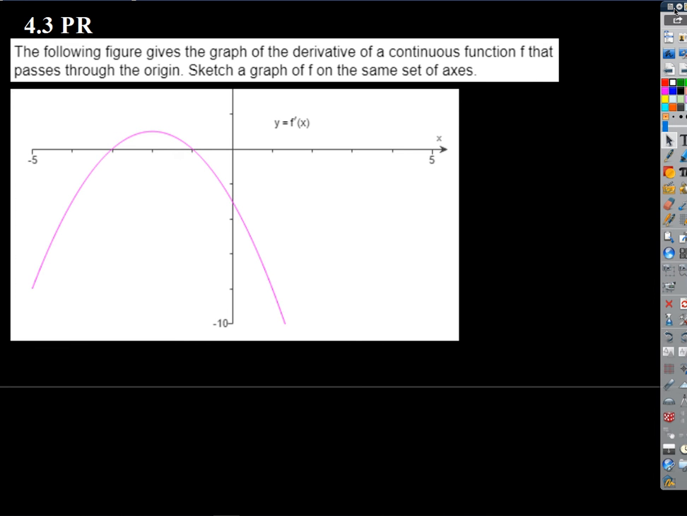Okay. All right, what about one like this? The following figure gives the graph of the derivative of a continuous function f that passes through the origin. Sketch a graph of the function on the same set of axes. Okay? So let's get the shape of this thing first, right? What do you know? If this is the derivative function, that's what they're giving us. In fact, let me write that down here. This is f prime.